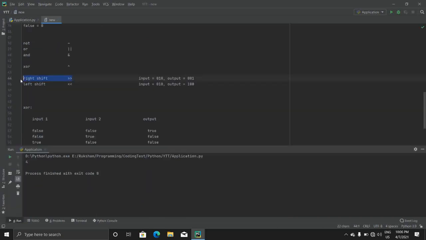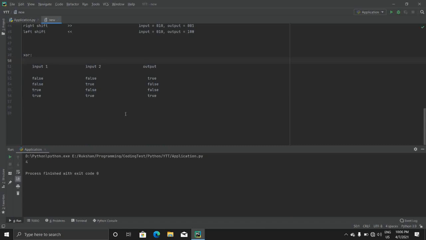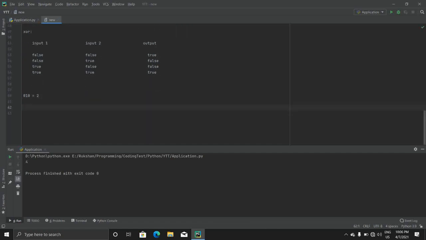And this is the sign for the right shift bitwise operator. Now I need to shift bits. That means this shifts present bits by the value that we supply after this sign. Here I pass 1, that means I need to shift the present bit once to the right side.